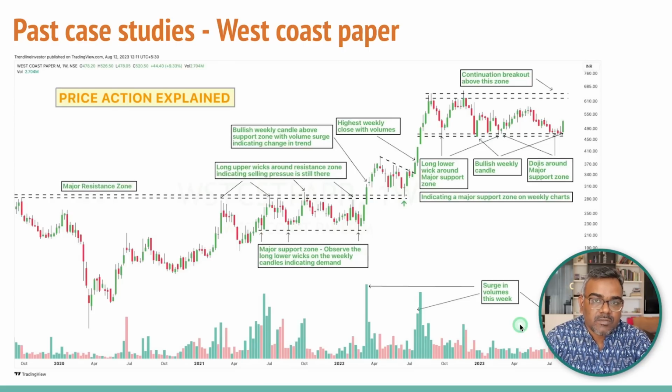Next case study is West Coast Paper. A lot of people have been talking about West Coast Paper. A lot of paper companies have done well. But what happened here was we had a breakout and we had a reversal here. See, this was the first time the stock reversed. Now here the stock has reversed once, twice, thrice, fourth time and fifth time. So we reversed multiple times from this zone.